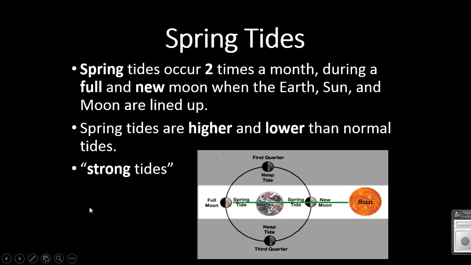So our spring tides are higher and lower than normal tides, so these are our strong tides. When we have our new moon here, we're going to get our highest high tides, and when we have our full moon here, we're going to get our lower than normal tides, because now we're going to have the gravitational pull being pulled this way and being pulled that way.